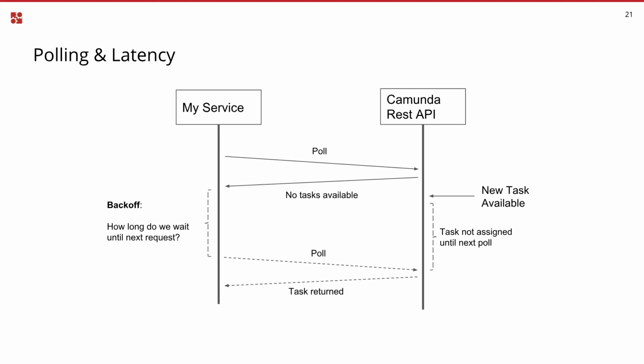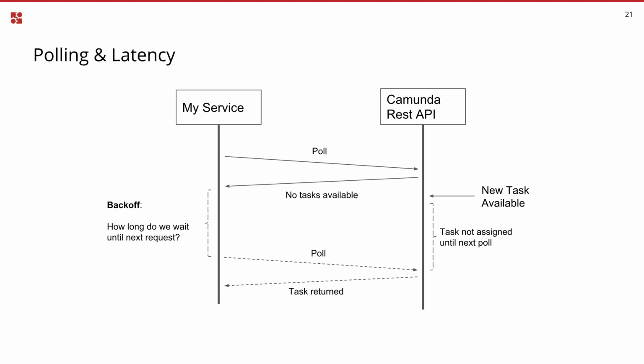I have my service on the left-hand side, and if it wants to do some work, it sends a pull request to the Camunda REST API. Let's assume no task is available. Then the Camunda REST API answers, no tasks are available. Now, the question is, how long do I wait before I pull again? If I wait a long time, it could take me a long time to pick up a new task that is now being created. If I don't wait a long time, I can pick up a new task quickly, but then of course I pull all the time, which could be a performance problem.